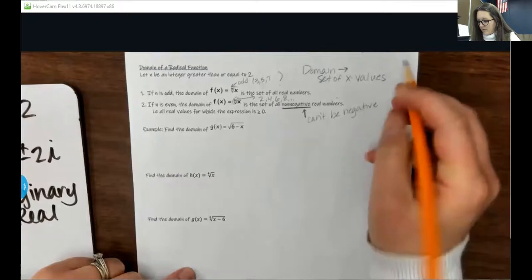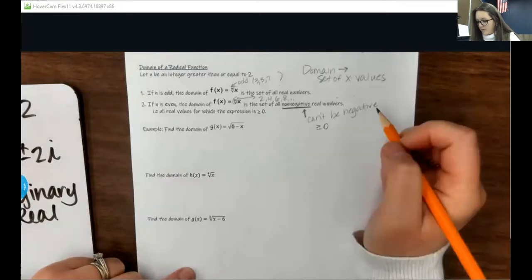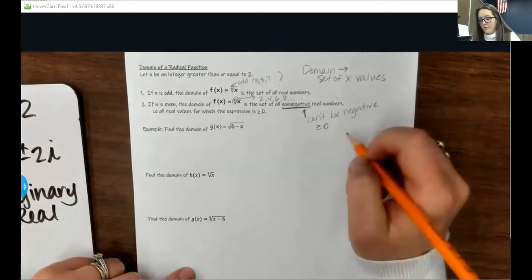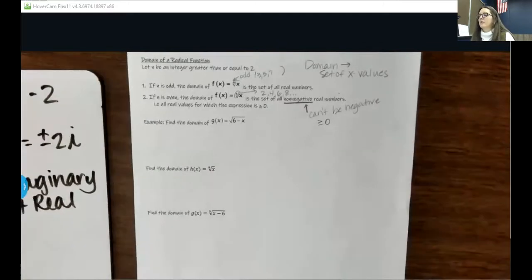And it has to be greater than or equal to 0. That's what non-negative is, right? Greater than or equal to 0. That means whatever's under the radical can't be negative. All right, let's see what this means. Let's look at this on Desmos.